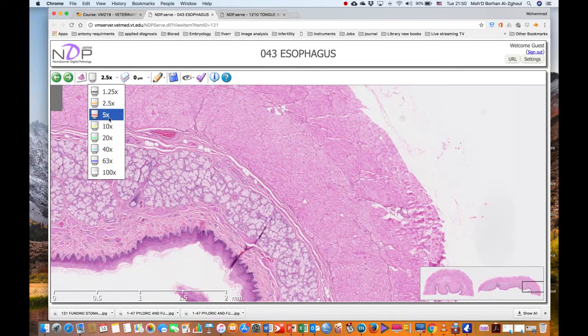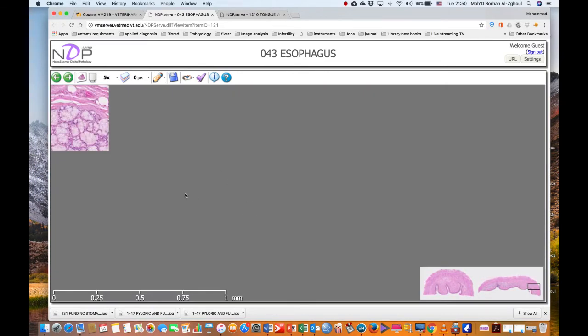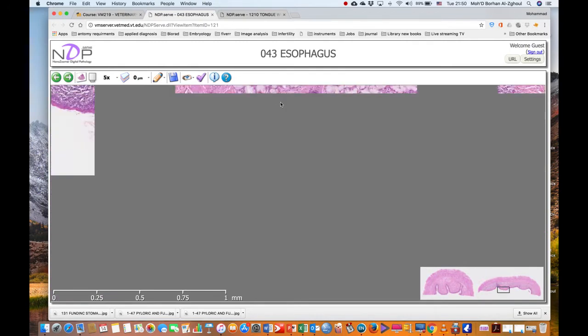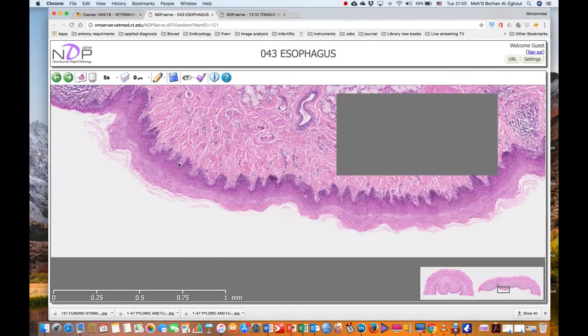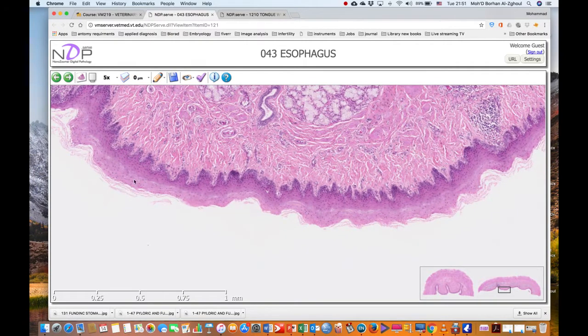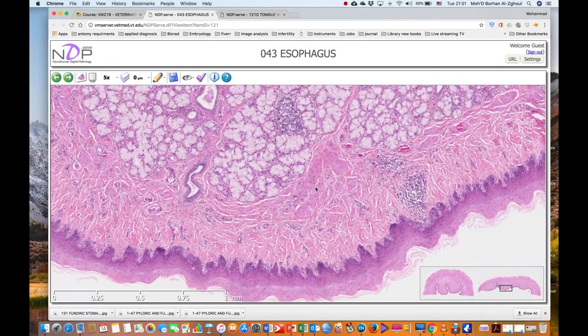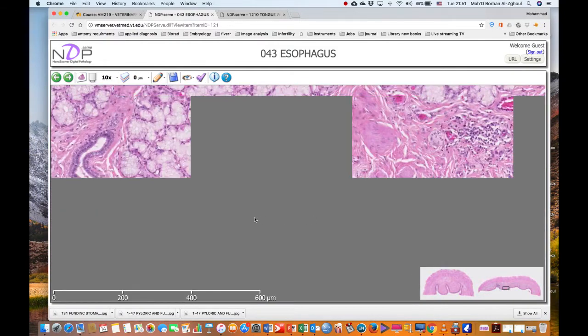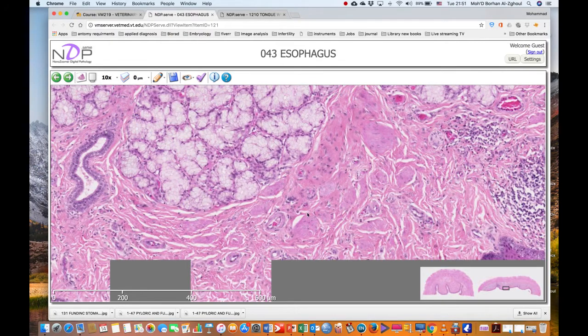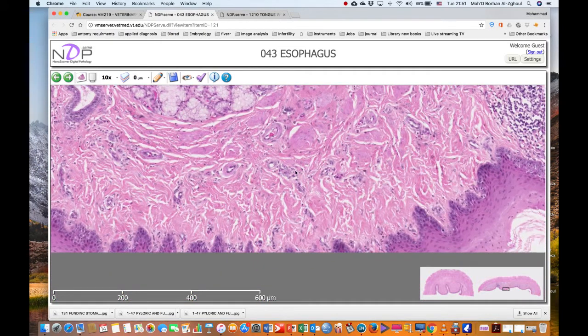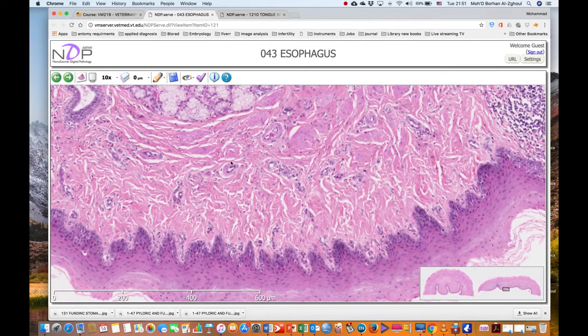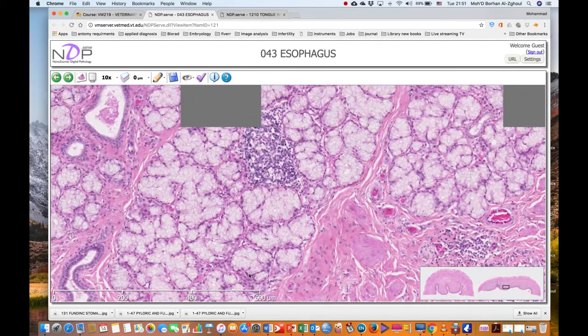So if we increase the magnification, this is the epithelium, the thin keratinized, the lamina propria, muscularis mucosa, see here all smooth muscle, the muscularis mucosa, which separates the tunica mucosa from the tunica submucosa.